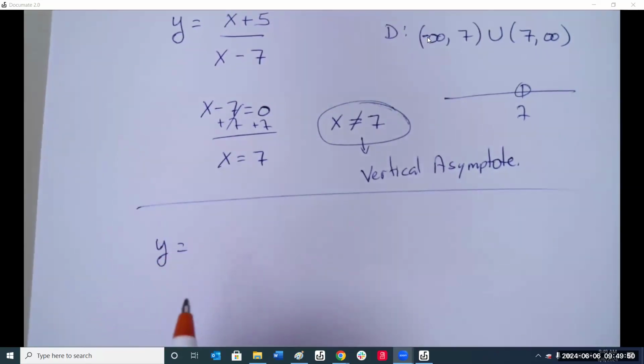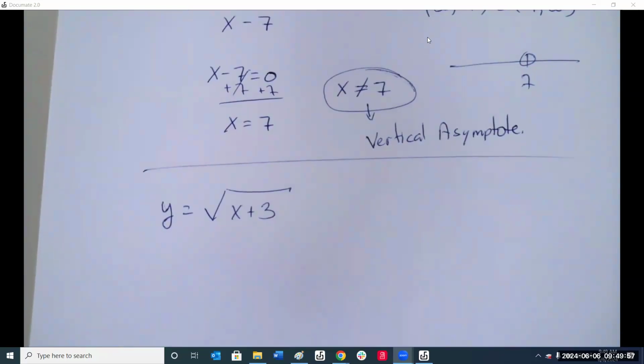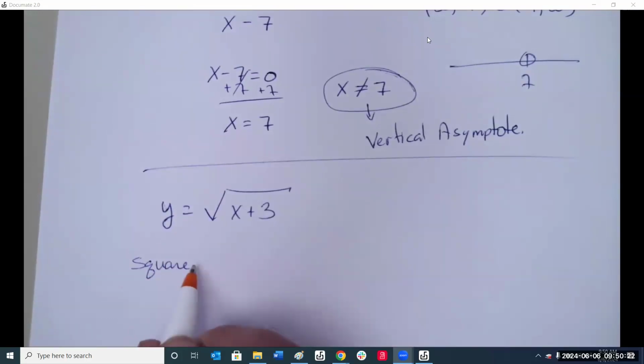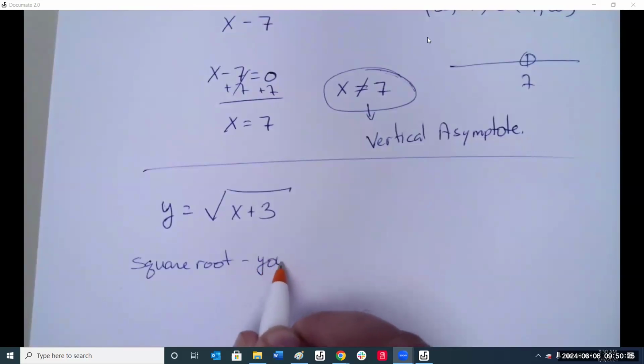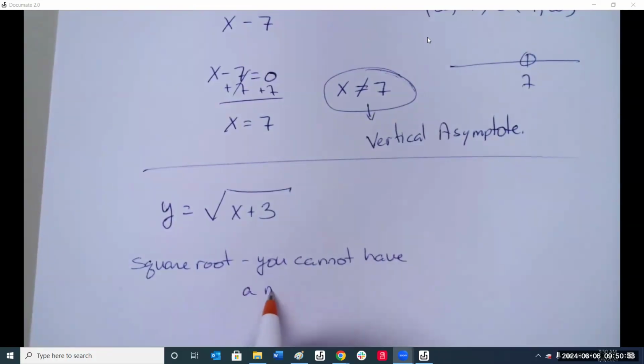All right, let's look at another one. What if it's not a fraction? How about this one? What do we know about square roots or radicals? What's that? It cannot be a negative inside there. In a square root, you cannot have a negative inside it.